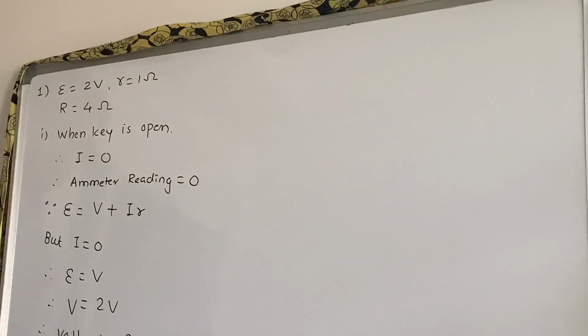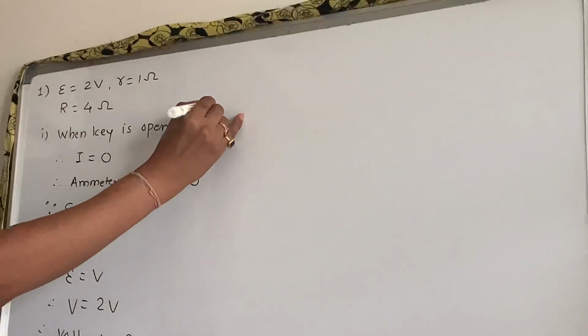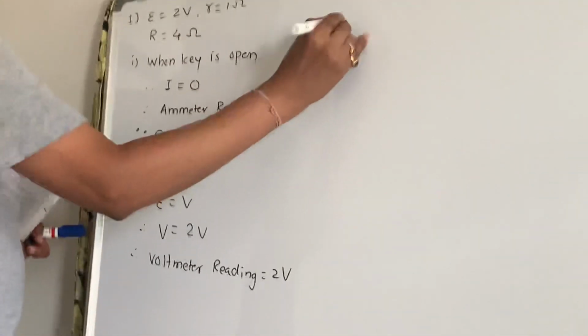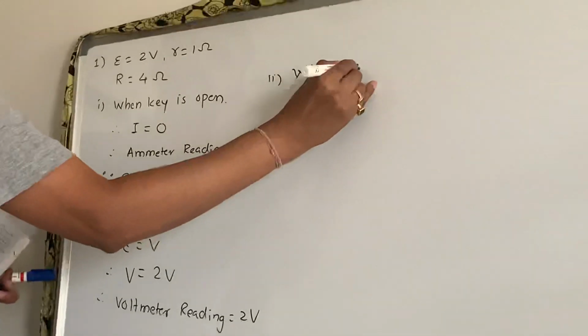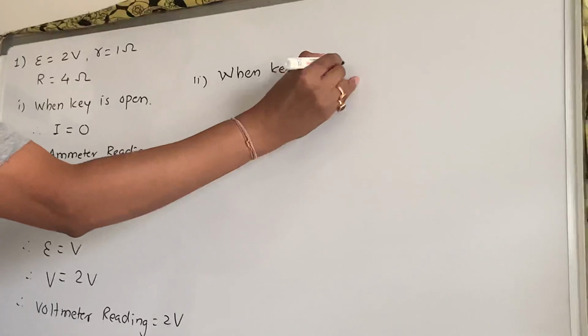This is the definition of EMF. It is the potential difference between two terminals of a cell in an open circuit. Right? This is the first part. Now the second part, what does the second part say? When your key is closed.